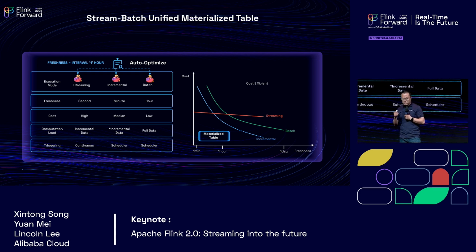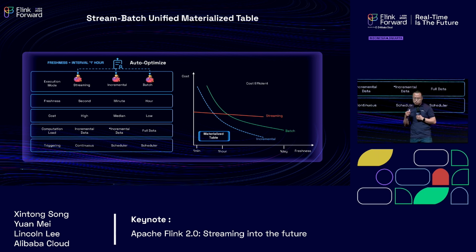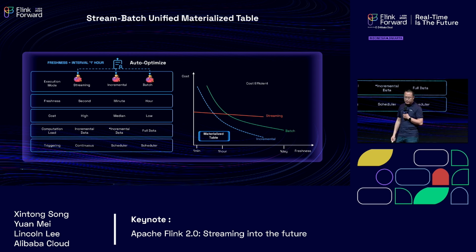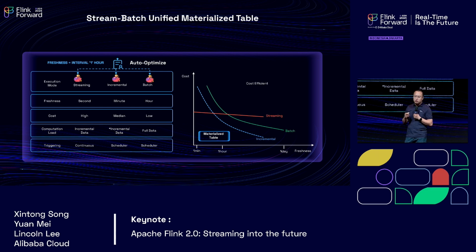But the cost is not reduced significantly, even if we set the data freshness to hour level. This is because streaming mode requires resident computing resources. And the batch mode for refresh is the most cost-effective solution for data freshness ranging from hours to days. And for those types of one-time computation, it is the best solution.